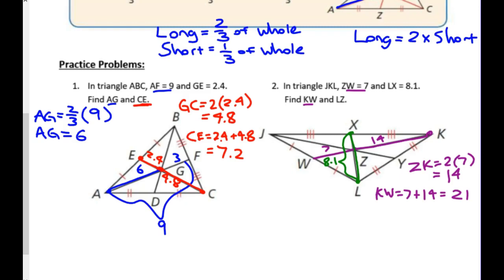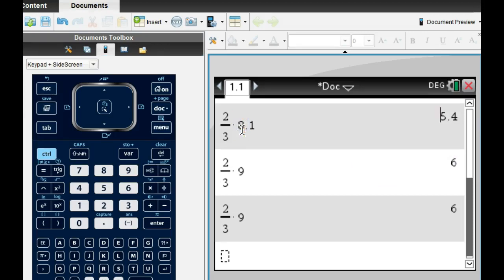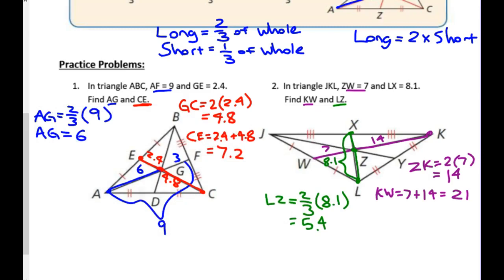Okay, so LZ is what fraction? So is LZ the long or short section? LZ is longer than ZX, right? So long is what fraction? 2/3 of the whole, like we wrote up here. So we're just going to take 8.1 times 2/3 to get that longer section. So LZ equals 2/3 times 8.1. And that gives me, in the calculator, I typed in 2/3 times 8.1 up here, and I got 5.4. So that's my LZ.